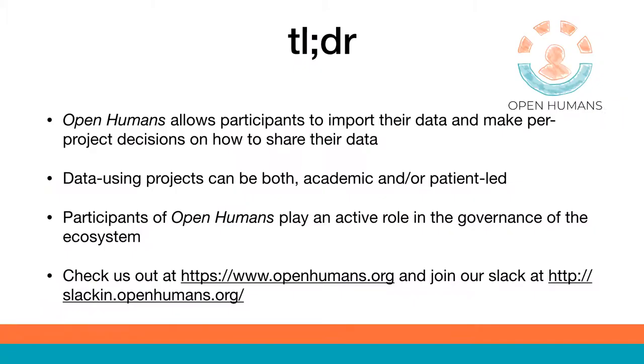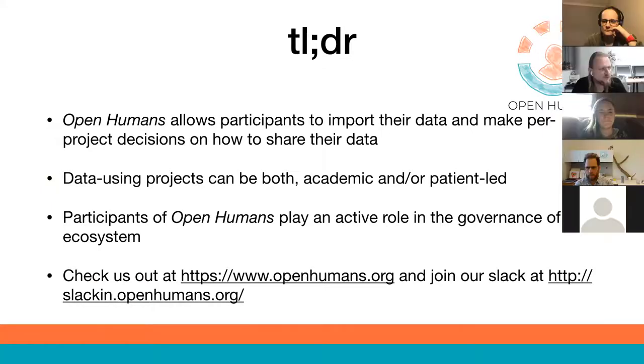So to sum it up, citizen science in our case really means allowing people to use their own data and making informed decisions of how to use this data. And I think, going back to the questions we had earlier, it's like informed consent. We are trying to do this in the citizen science setting more than in the academic research setting, where people are actually involved making all the decisions and not just signing a consent form at the end. And this allows both academic and patient-led projects to run.